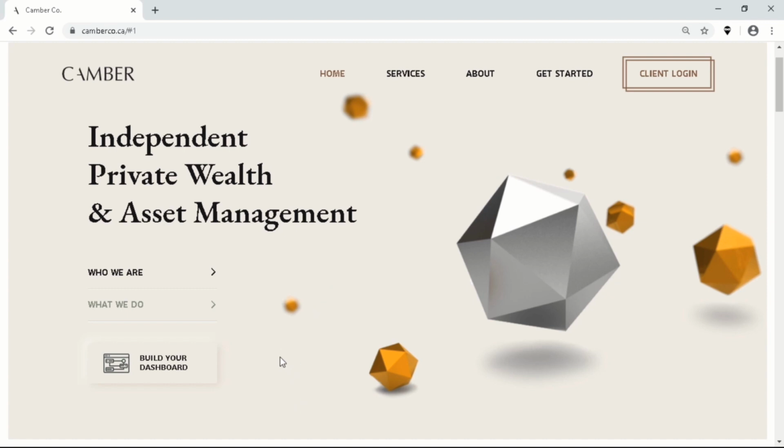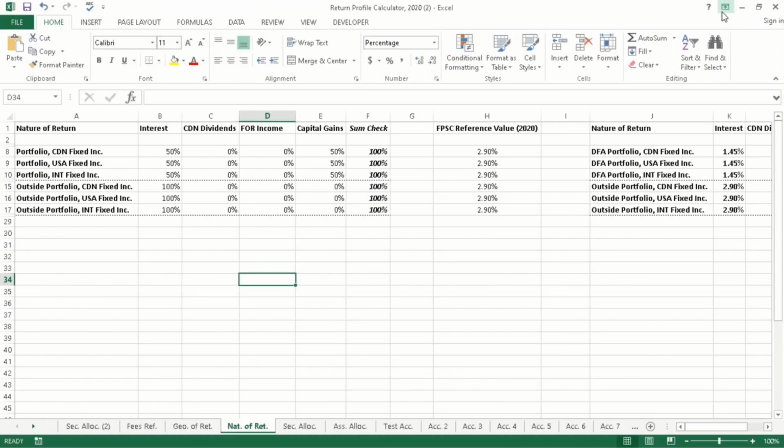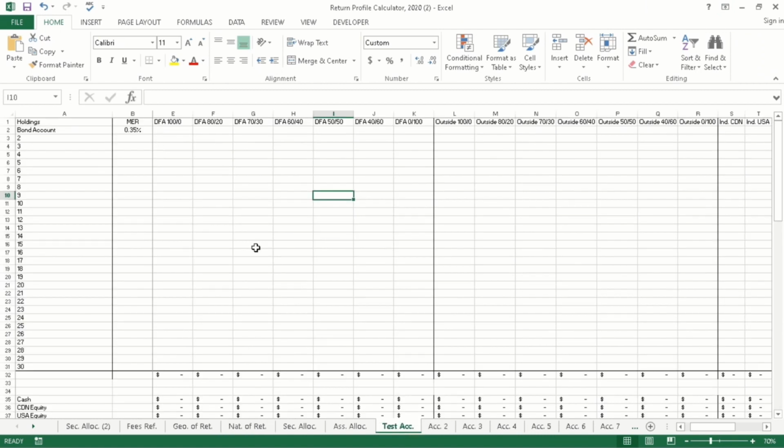I wanted to put together a video about fixed income. This is an area that is often ignored in financial models, and I think there's some interesting aspects to it that may not be considered very often, especially in the context of putting together a financial plan. So let's start just by looking at a test account here.